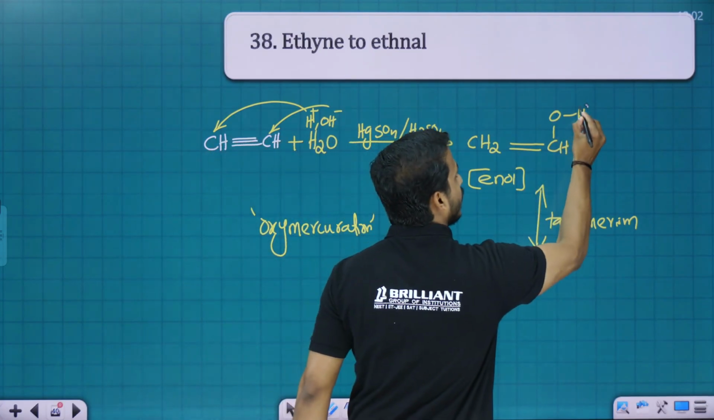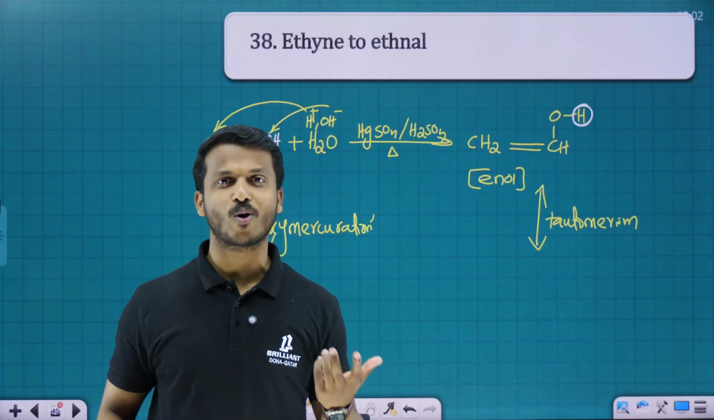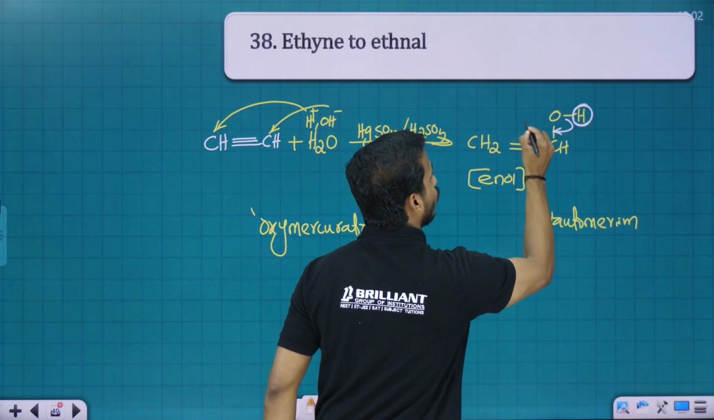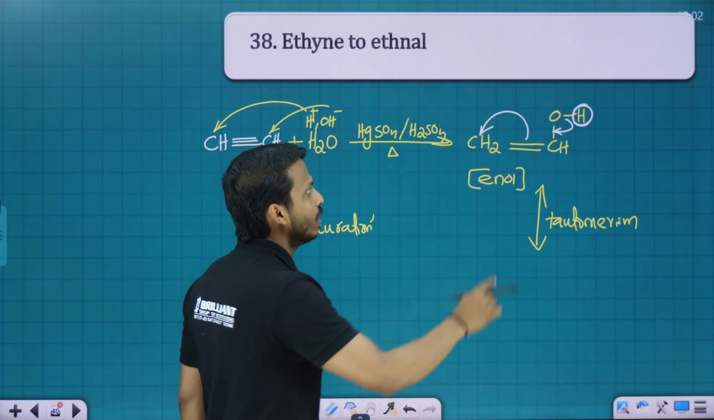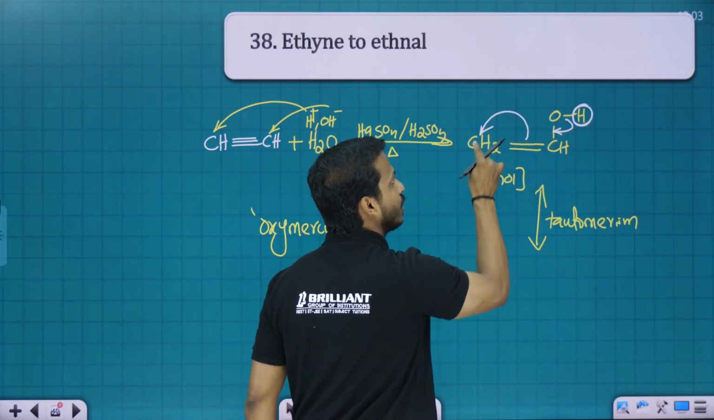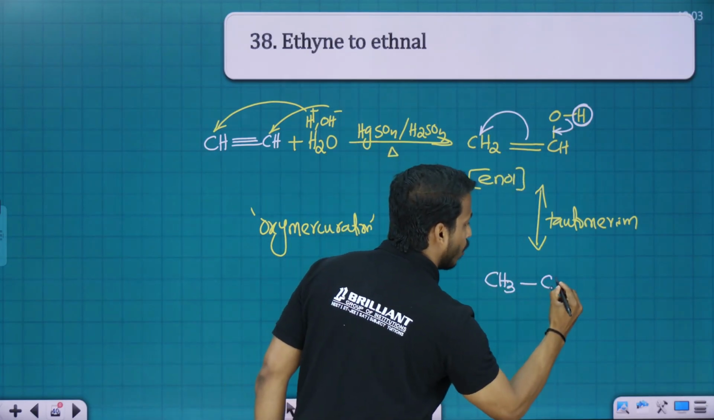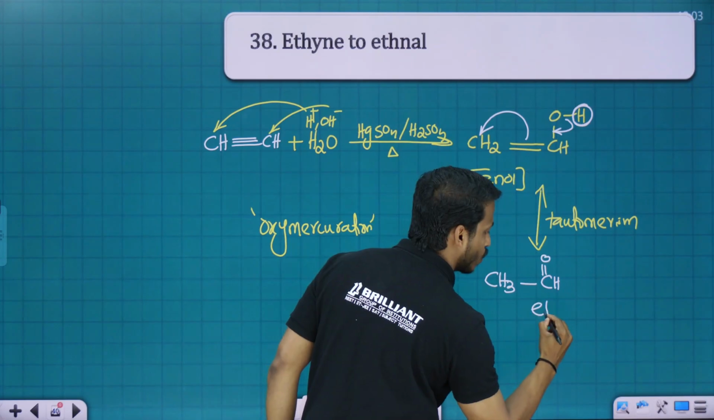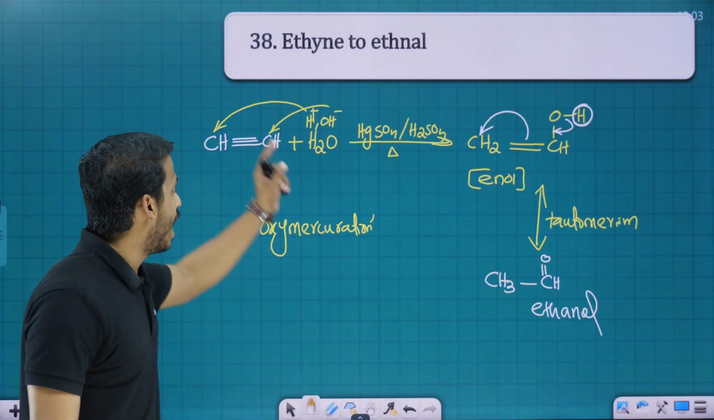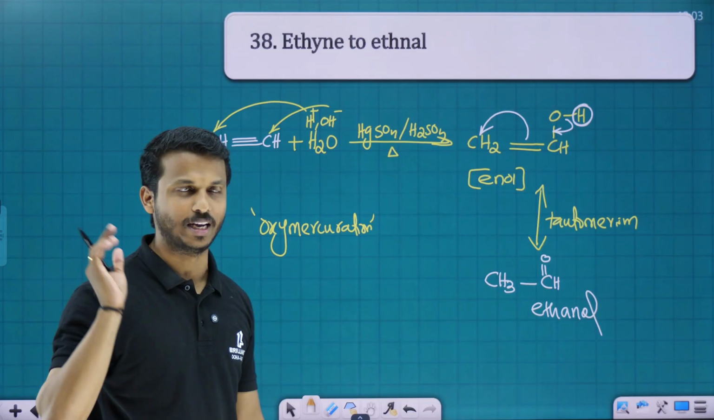Can you see there is an alcoholic hydrogen? Which hydrogen? Alcohol is OH. This hydrogen moved to this carbon. That's it. The alcoholic hydrogen moved to the nearest double bonded carbon. So what does CH2 become? CH3. The double bond becomes a single bond, and we get CH double bond O. What is this compound? Ethanal. So if you want to convert an alkyne to an aldehyde or ketone, do oxymercuration, the tautomerism case.